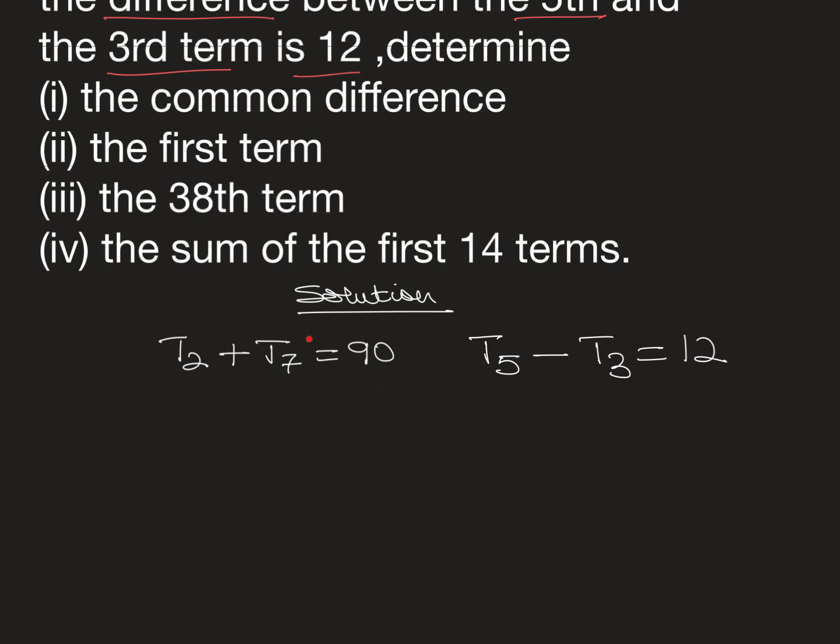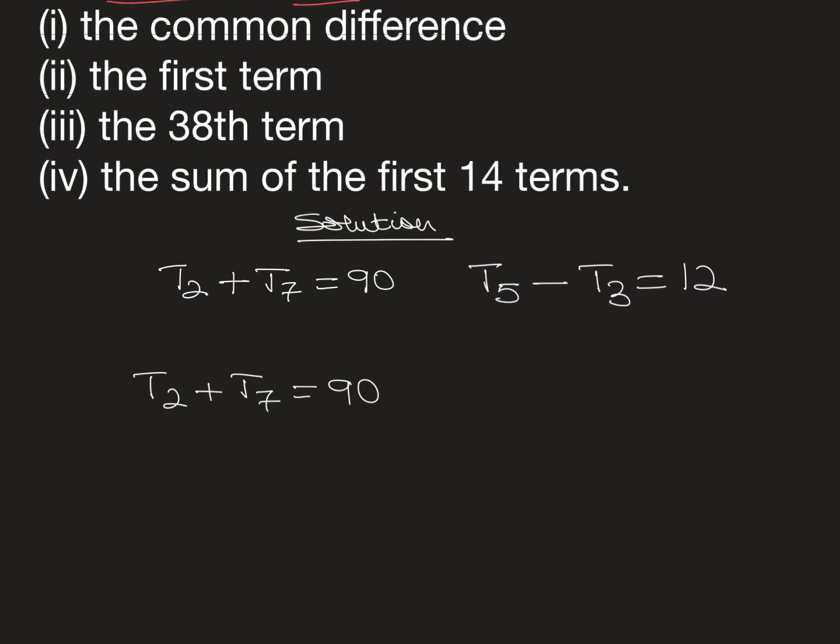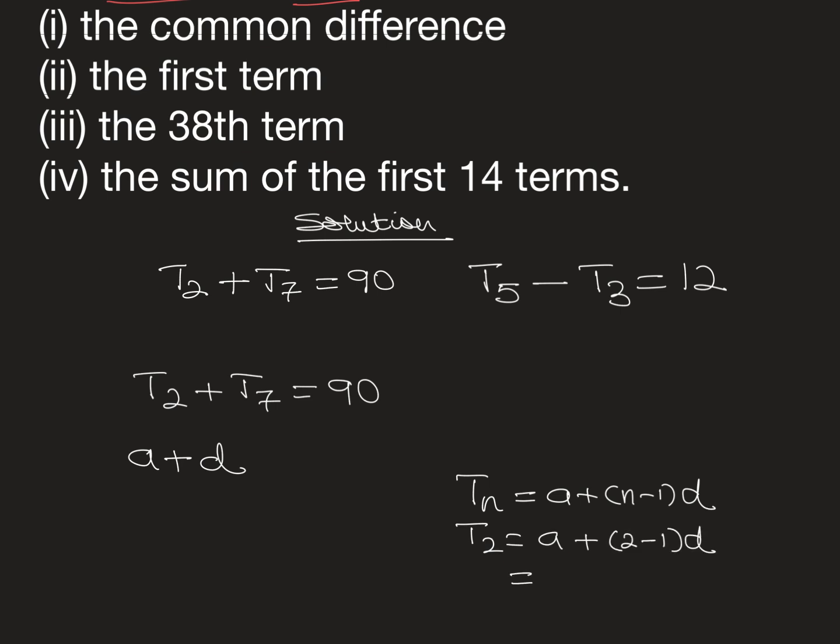Now, using this expression, T2 plus T7 is equal to 90. We know that T2 is A plus D, because T sub n is equal to A plus n minus 1 times the difference. T2 will be A plus 2 minus 1 times the difference. Therefore, T2 will be A plus 1 times D, which is D. So T2 is equal to A plus D. So instead of writing T2, I will write A plus D.